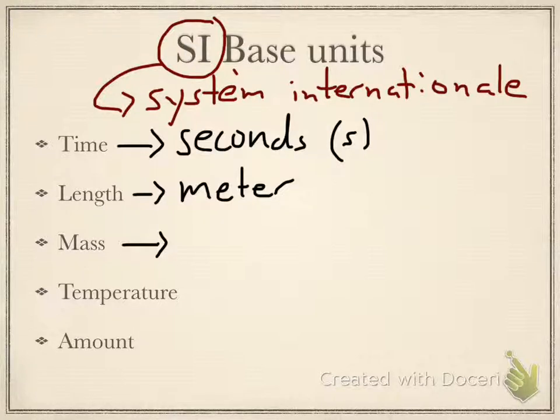How about mass? Gram. I'm hearing gram. It's close. Put a prefix in front of that gram. What kind of gram? Not a milligram. Kilogram. Mass is the only base unit that has a prefix. Kilogram. Everything else is just straight up.